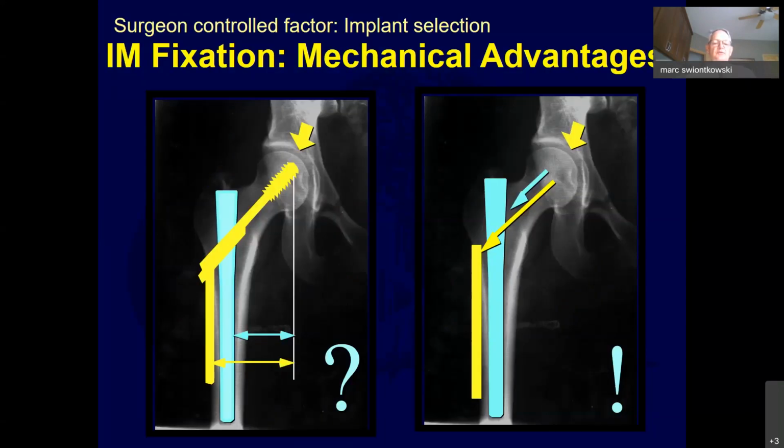So it's pretty clear that there's a mechanical advantage with an intramedullary nail because your moment arm is moved and the stress on the implant is much less. The question is, when should this be employed?